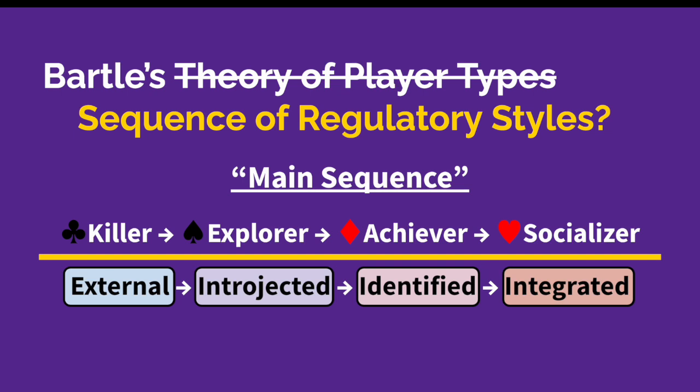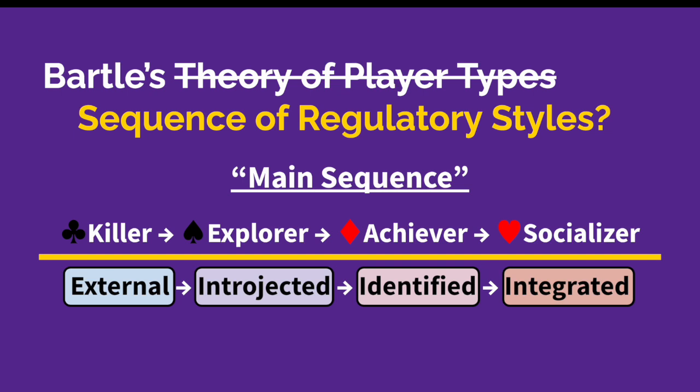So, my interpretation, and again, Bartle would fiercely resist me doing this, is that his main sequence describes what happens when a player is brand new to a game and still figuring it out and getting acclimated. Over the course of those early weeks or maybe early months of getting into a new multiplayer game, they go through this sequence of killer, explorer, achiever, socializer.